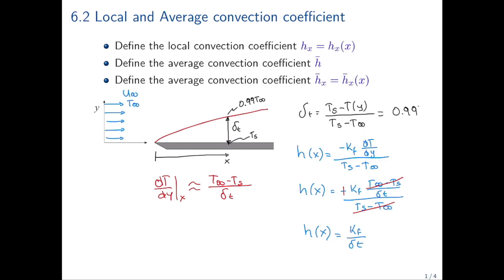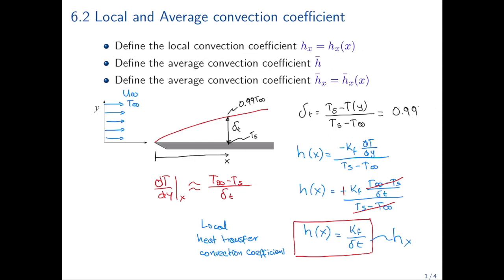This expression is the local convection coefficient. We call it local heat transfer convection coefficient, and usually it is denoted as hx, like h sub x.